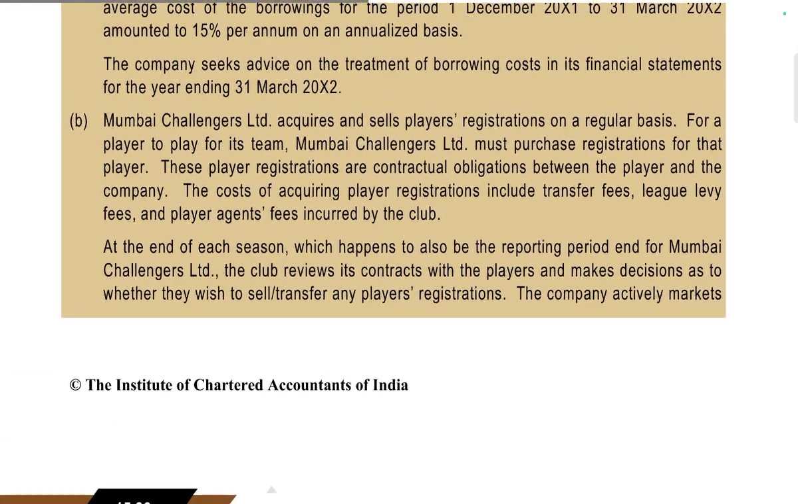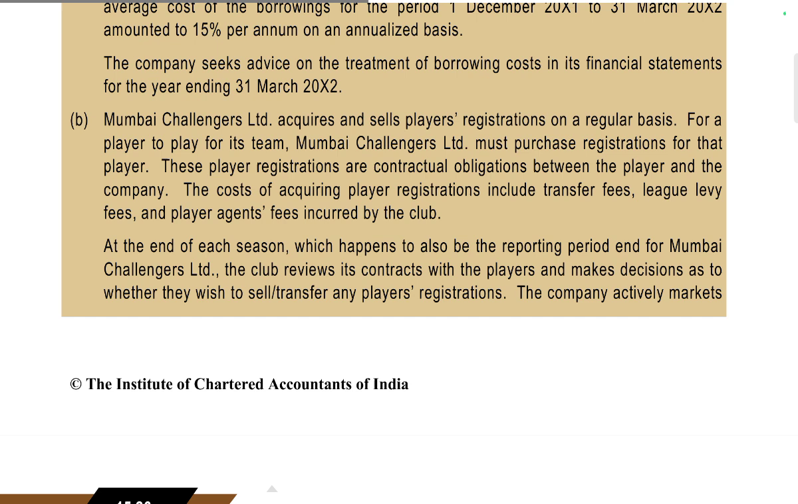Mumbai Challengers Limited acquires and sells players' registrations on a regular basis. For a player to play for the team, Mumbai Challengers must purchase the registration of the player. This player registration is based on the contractual obligation between the player and the company. The cost of acquiring player registrations includes the transfer fee, league level fee, and the player agent fees incurred by the club.